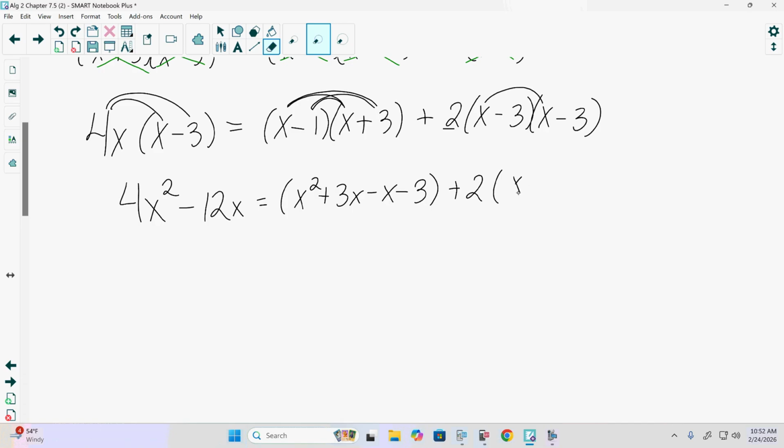Now our x times x would give us x squared. X times negative 3 is negative 3x. Negative 3 times x is negative 3x. And negative 3 times negative 3 would be positive 9. Questions on this here so far?